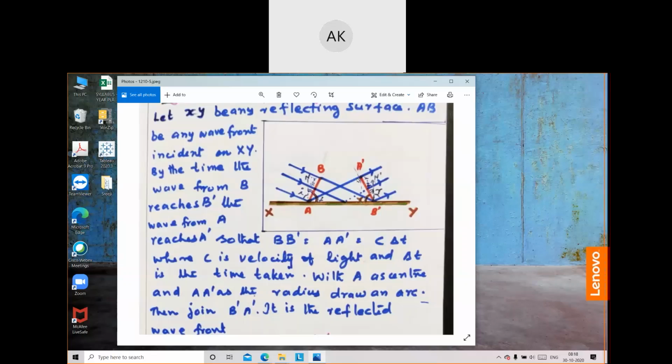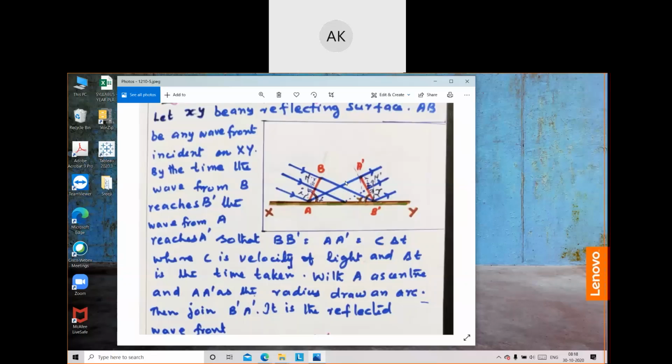reaches a certain distance. How much distance will it travel? We know c is the velocity of light, and suppose we take delta t as the time taken by the wave to reach from B to B dash. Delta t, time interval. So by the time the wave from B reaches B dash, how much distance does this reflected wave move? Because this is the same medium, air, no change in medium, so it will also cover the same distance, c into delta t, velocity into time.